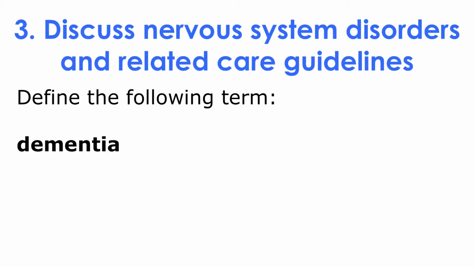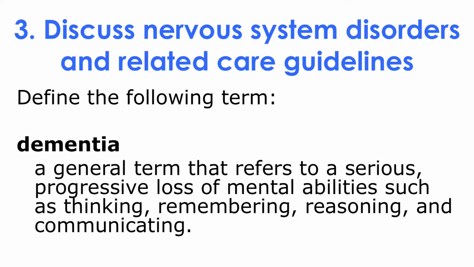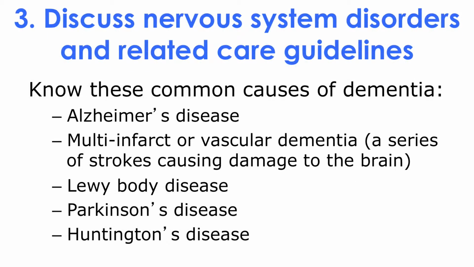So moving on to dementia. Dementia is a general term that refers to a serious progressive loss of mental abilities, such as thinking, remembering, reasoning, and especially communicating as well. Some of the most common dementia diseases out there are Alzheimer's disease and multi-infarct or vascular dementia, meaning that a patient or client had a series of strokes, and because of those strokes, damage was made to the brain, and because of that, dementia occurs.